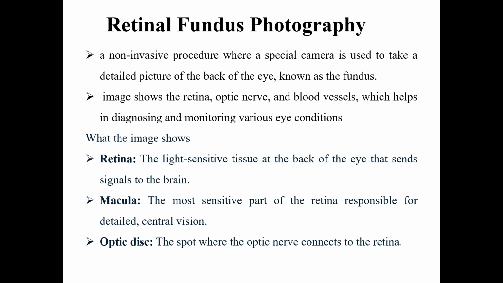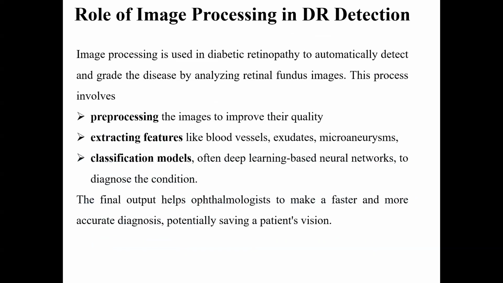So what exactly this image shows is the retina, macula, and the optic disc. The retina, as already spoken, is the light-sensitive tissue at the back of the eye that sends signals to the brain. Then you have the macula, the most sensitive part of the retina, which is responsible for detailed central vision. And one more is the optic disc, the spot where the optic nerve connects to the retina. So we get a detailed analysis of these three portions of the retina using fundus photography.